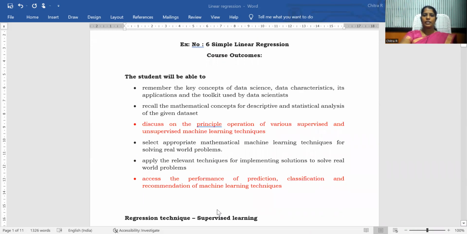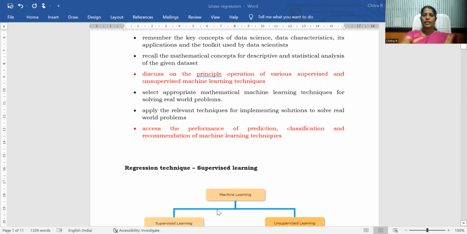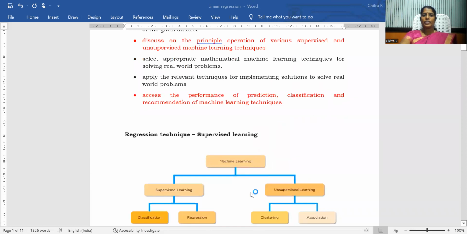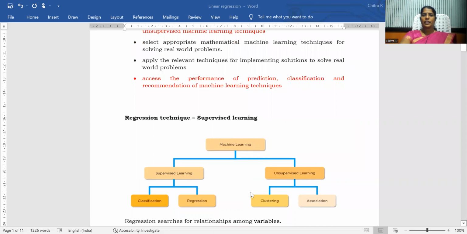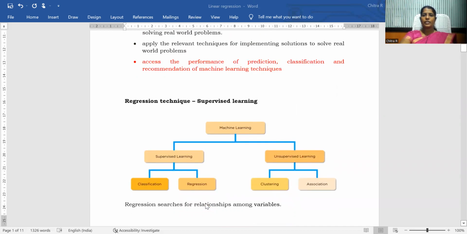Simple linear regression is one of the supervised learning techniques. The machine learning algorithms are classified into supervised learning and unsupervised learning. Again, the supervised learning is classified into classification and regression, whereas the unsupervised learning is classified into clustering and association. The supervised learning, one of the techniques is the regression. Regression is mainly used for prediction. The main purpose of the regression is the prediction.